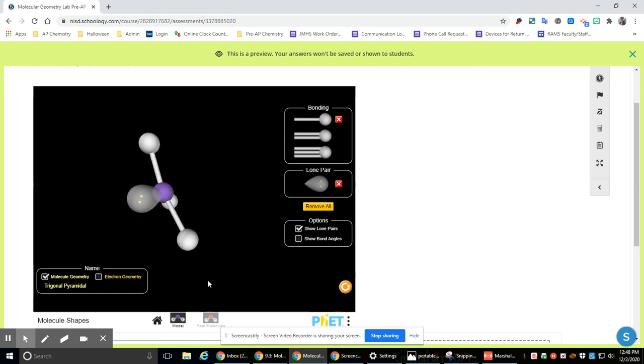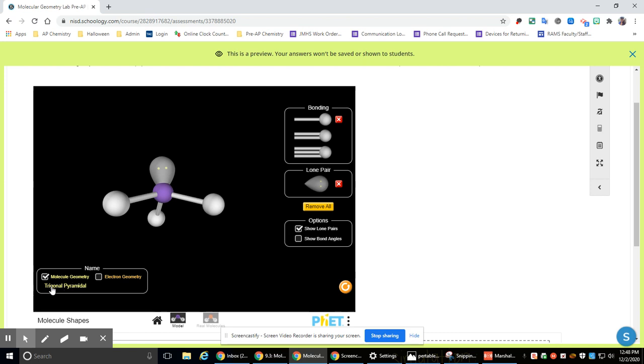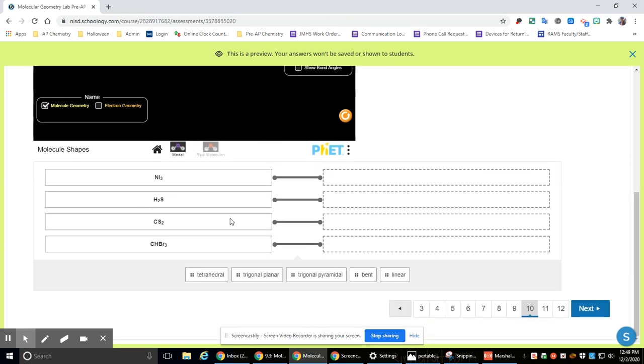We're going to rotate this so we can see what we're looking at. And then you also see your name right here. So trigonal pyramidal for that first one. Okay, to start over, we're going to go remove all. We're now on the second one, H2S.